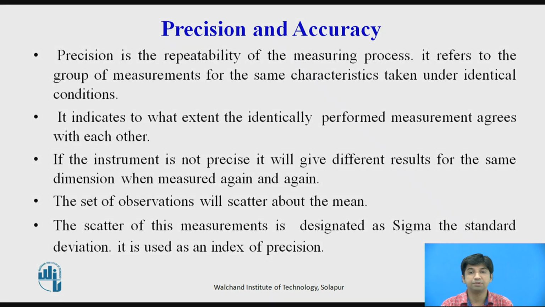The scatter of these measurements is designated as sigma, the standard deviation. It is used as an index of precision. The less the scattering, the more precise is the instrument. The lower the value of sigma, the more precise is the instrument.